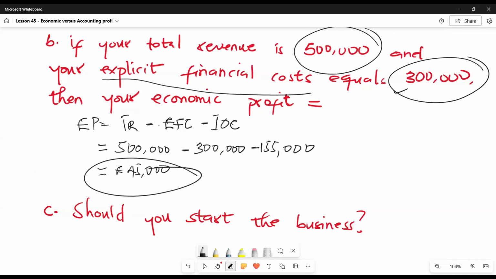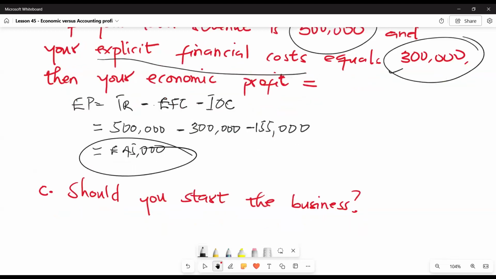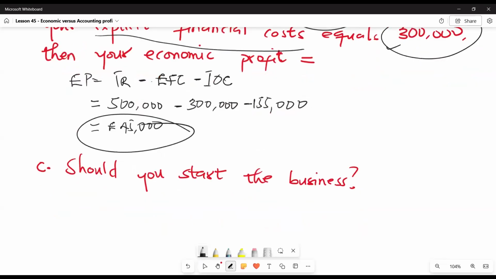So in this example, your economic profit is going to be 45,000. With this economic profit, we have a question here, which is, should you start this business? And a simple answer is yes. The reason being that every time you are earning positive economic profit, then the business is worth doing. But if we had solved this and ended up with a negative number, then it means that the firm is earning a negative economic profit, which is essentially running at a loss. So it will not be worth starting the business.